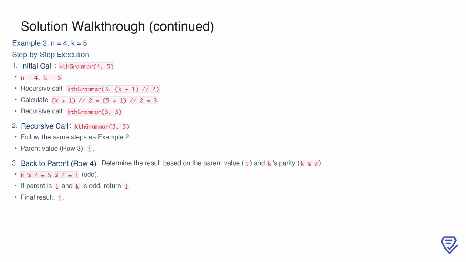Now, we determine the final result based on this parent value and the parity of k. Here, k equals 5 is odd, and if the parent value is 1 and k is odd, the result is 1. Thus, the symbol at n equals 4, k equals 5 is 1.